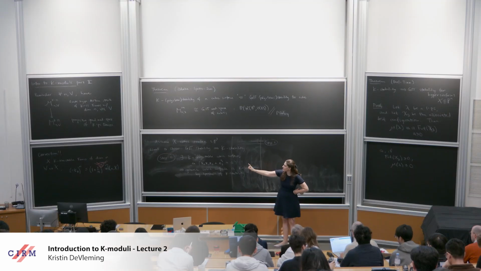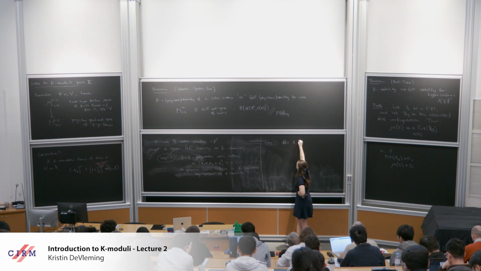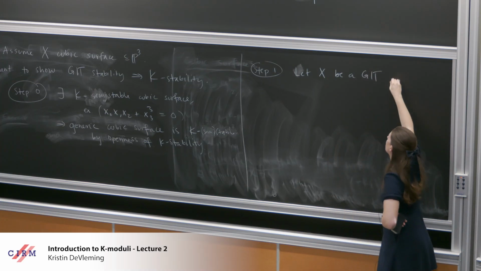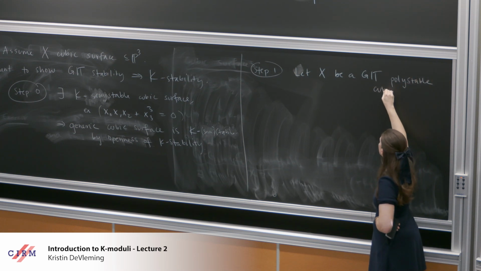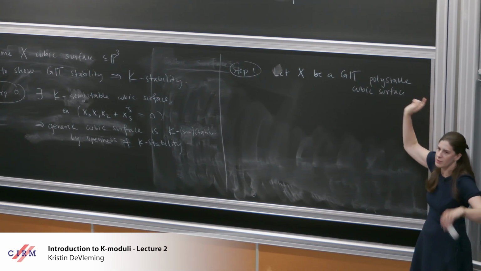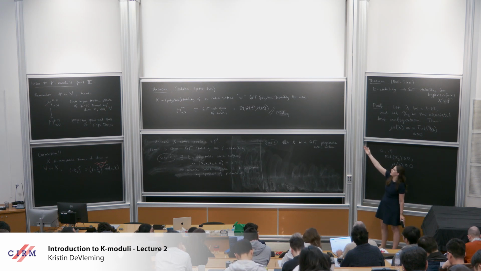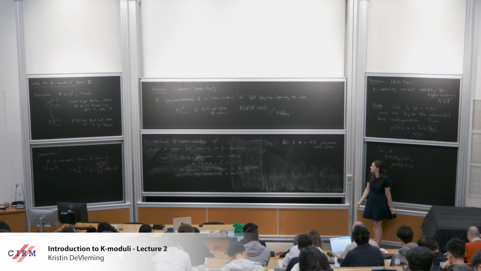If we want to show GIT stability implies K stability, let X be a GIT polystable cubic surface. You can do this for any type of stability. You can replace poly with semi, or whatever. If you want to prove the equality that I wrote above, you have to do this for poly, semi, and just regular stable. But we'll just do it in one case. Let this be a GIT polystable cubic surface.